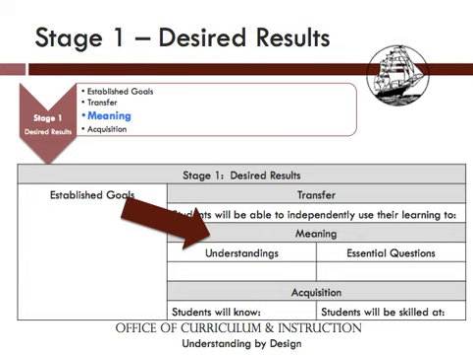And meaning breaks down into two parts. One is understandings, and the other is essential questions. For those of you who do have previous knowledge of understanding by design, this should look very familiar. The understandings and essential questions help the teacher in creating that learning plan and determining what parts of the established goals really are going to help carry over into the learning plan and the assessment that would come after that.